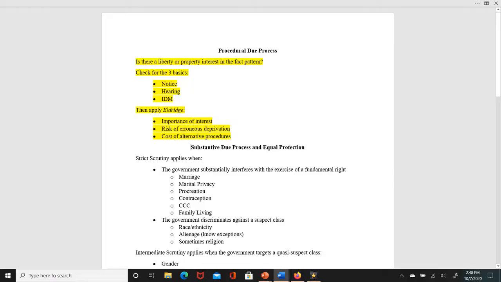Now, if those three things exist, and those are the three elements, if you will, of procedural due process, then you would look to whether the procedures were adequate. Okay, whether they exist is one question. Whether they were adequate is another one. When you get to the question whether there was enough due process, then you apply the Eldridge factors.